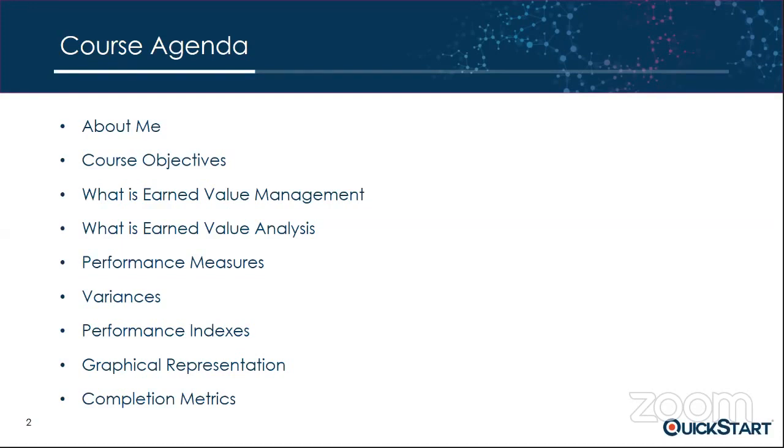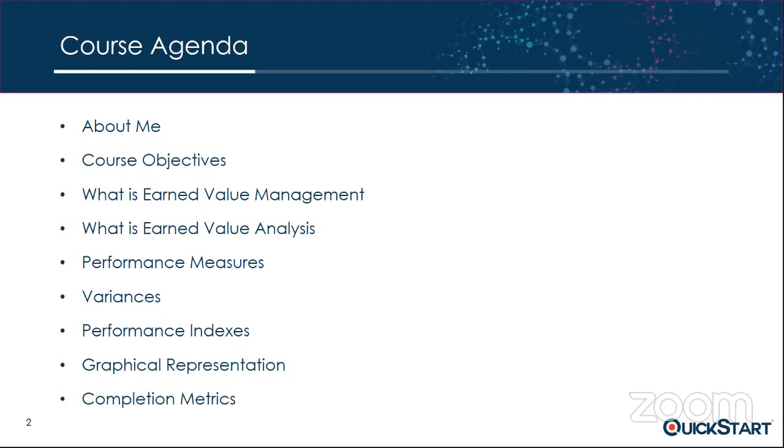First off, I want to tell you just a little bit about me. Won't take too long on that. We'll look at the objectives for this course. I'll provide you the definition of what is earned value management, and then also what is earned value analysis. And then we'll dive into performance measures, variances, performance indexes. We'll even look at a graphical representation of information, and then something called completion metrics. So be prepared, a lot of new terms and definitions coming your way today.